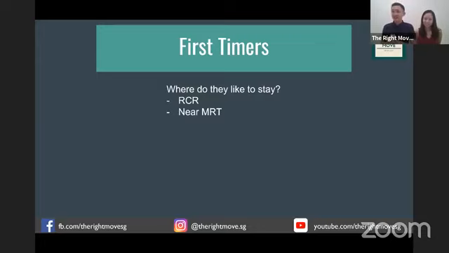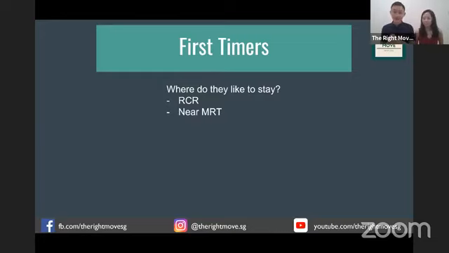So where's the gap in the first timers market, if you want to sell to first timers in the future? Perhaps for the first timers in the audience today, share with us a little bit on what some of your preferences are. Based on our experience, first timers tend to like to stay in the RCR, your city fringe. They like to stay near the MRT, because not a lot of them drive.